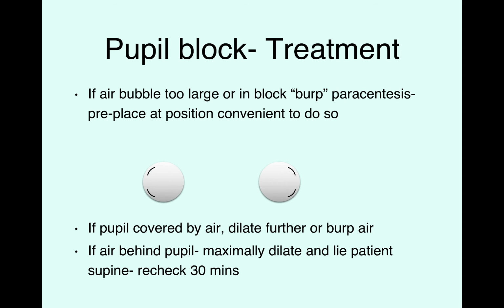If there's air behind the pupil, you've got a complete shallow AC, you can try to dilate the patient further and lie them down and recheck them after 30 minutes. We tend not to do that. We tend to just burp a bit of air.